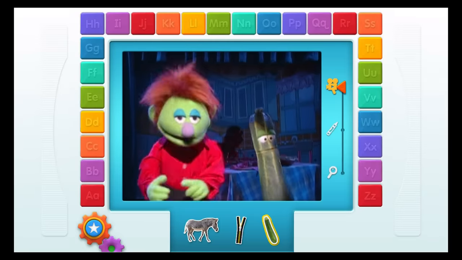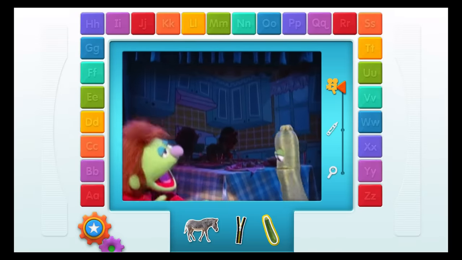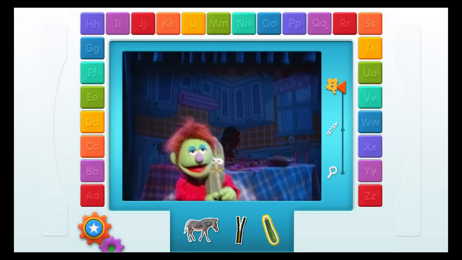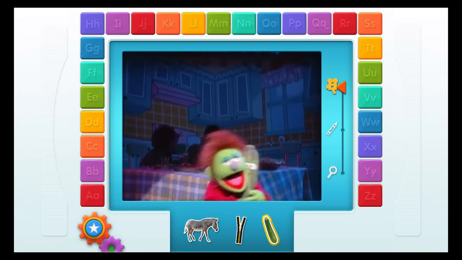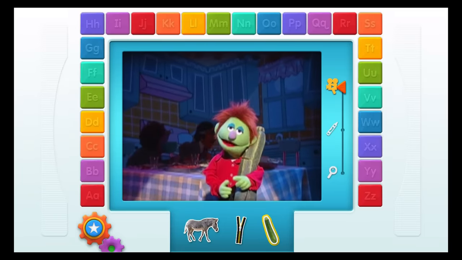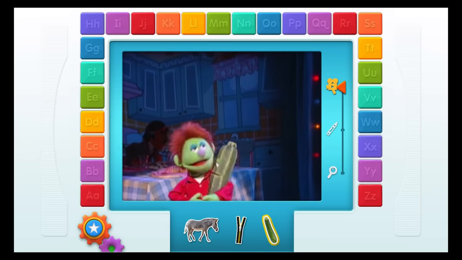Zucchini. Zucchini. I just tried a veg named zucchini. It was green and it did grow. It sprouted from below the ground. Zucchini. I just ate a veg named zucchini. I had it with my lunch. It made a lovely crunchy sound.